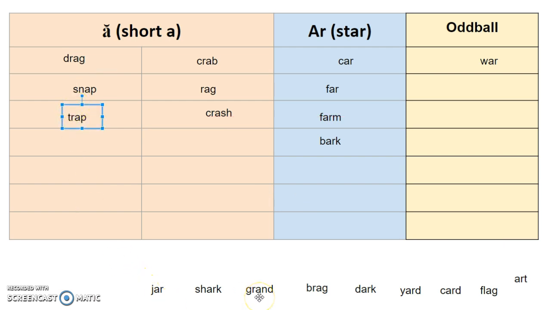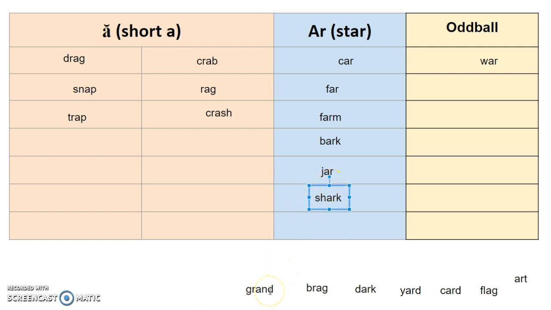So the next words, I'm going to say the word and say it in a sentence, and I want you to think where it goes and see if you are correct. So the next word is jar. Like I have a jar of jelly. Great job. It says R. Shark. There was a shark in the ocean. You're right. It says R.